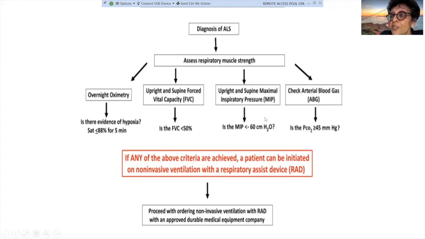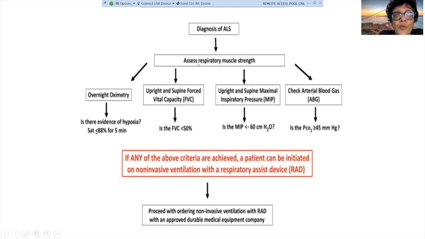We can also measure the negative inspiratory force, or that pressure generated by the diaphragm. If the pressure generated by the diaphragm is less than -60, then we know there's abnormal gas exchange occurring during sleep. Other ways of checking is doing an overnight pulse oximetry. If the oxygen level stayed below 88% for more than 5 minutes, then we know that there is a problem. And we can check blood gases. If the carbon dioxide level is high in the blood, then we know that there is a problem.